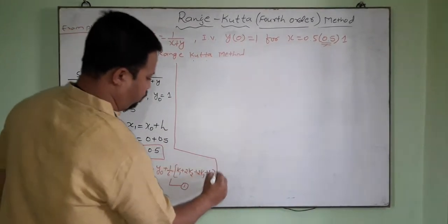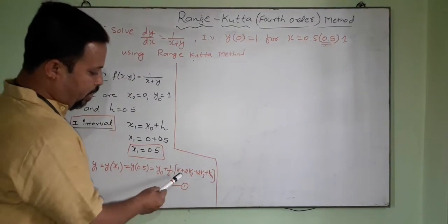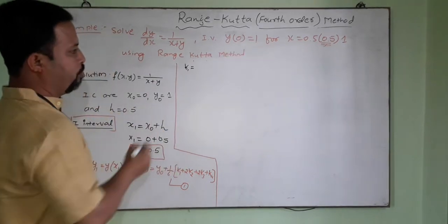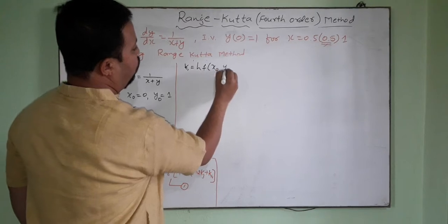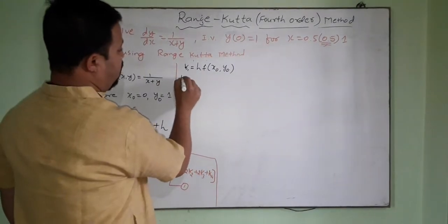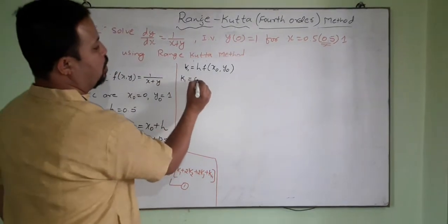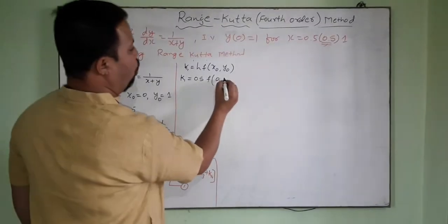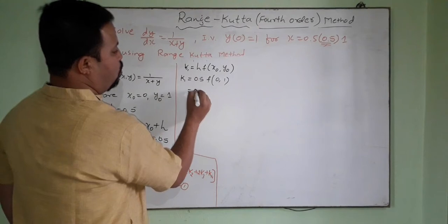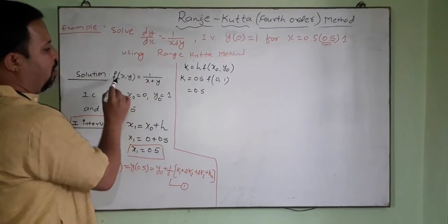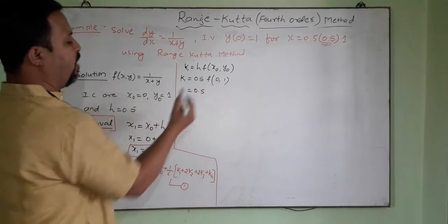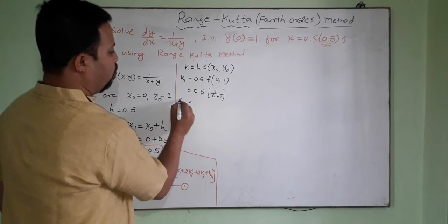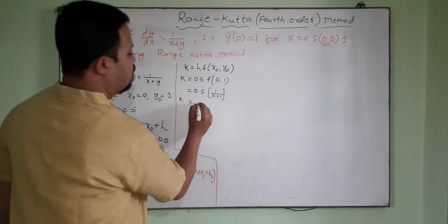Now here I require K1, K2, K3 and K4. I will find them one by one. Now K1 is given by K1 is equal to h into f of x naught comma y naught. What is the value of h here? It is 0.5, and f of x naught value is 0 comma y naught value is 1. I will write the function, f of x comma y is 1 divided by x plus y, so 1 divided by 0 plus 1. If you solve this, K1 will be 0.5.